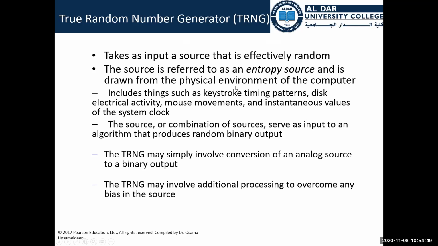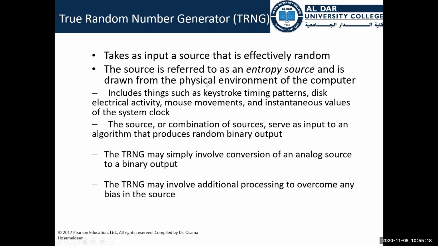I cannot take, for example, the clock with seconds and minutes. I cannot take seconds as a random number because it is not entropy. It is uniform. If it is uniform, it is not random. I want a random source, so we call it entropy source.